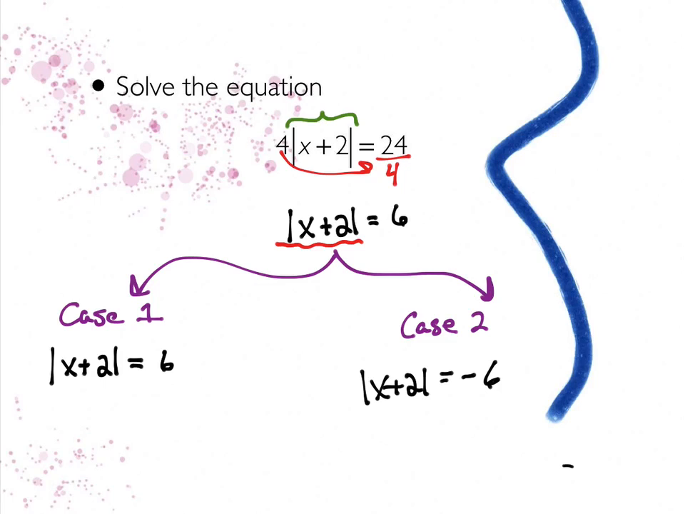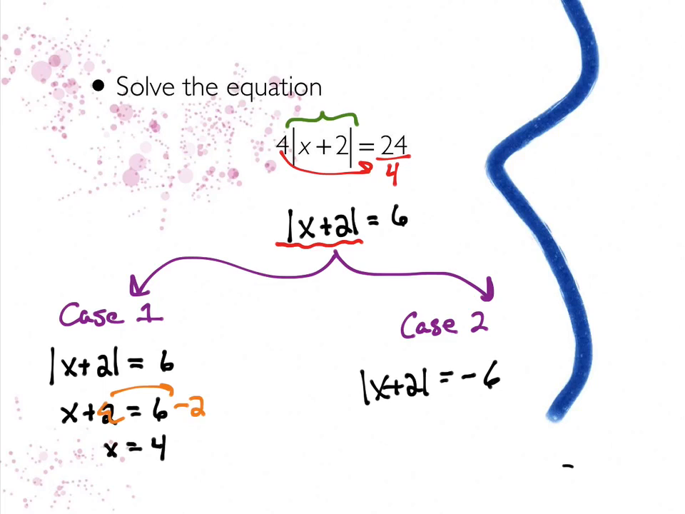So what I'm going to do is just solve for these. I'm going to get rid of the absolute value brackets and say, okay, well, x plus 2, I'm going to just bring this over, make this a minus 2, and have x equals 6 minus 2, that's 4.